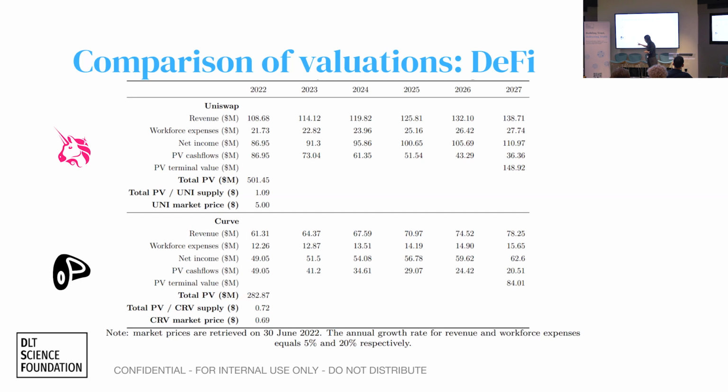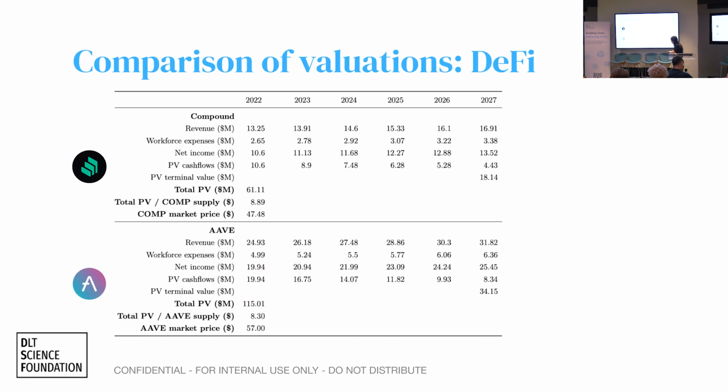So we can see that actually Curve was relatively okay, at least at that time when we were doing this estimation. It seems that Curve was mildly, slightly under, but then it's extremely sensitive, right? The workforce expenses are estimated, but it seems it's in line with the quote unquote fair value that we calculated. And then we have Compound and Aave, the lending protocols. We can see that the lending protocols are even much crazier.